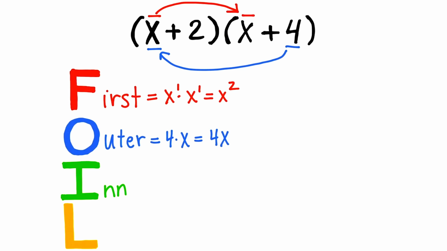The I stands for inner. This means we're going to look at the inner two terms, so the 2 and the x. And we're going to multiply these together, so 2 times x, which is equal to 2x.